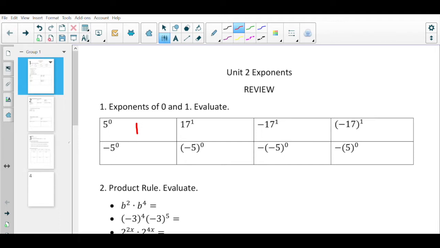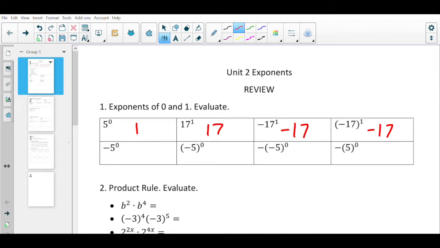17 to the 1. Anything to the 1 is just the number itself. That's 17. Negative 17 to the 1. Remember, the question you have to ask yourself is, what is the exponent attached to? It's attached to the number only. It's not attached to that negative sign. So it's just negative 17. In brackets, negative 17 all raised to the exponent 1. So this time, it's raised to the entire negative and the 17. So that's just negative 17.